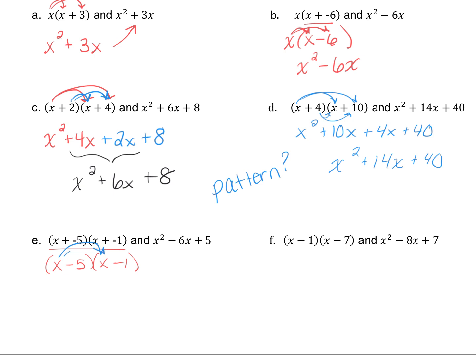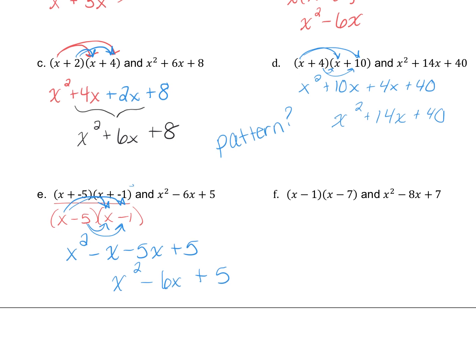So going to E, let's distribute. So I get x squared minus x, distribute the 5, get minus 5x, now plus 5, because those two negatives. I get x squared minus 6x plus 5. So again, do you see any correlation between these numbers and these numbers? Last but not least, we will distribute. We get x squared minus 7x, distribute the negative 1, get another negative x, but now plus 7. And we combine to get negative 8x, and everything else comes down.